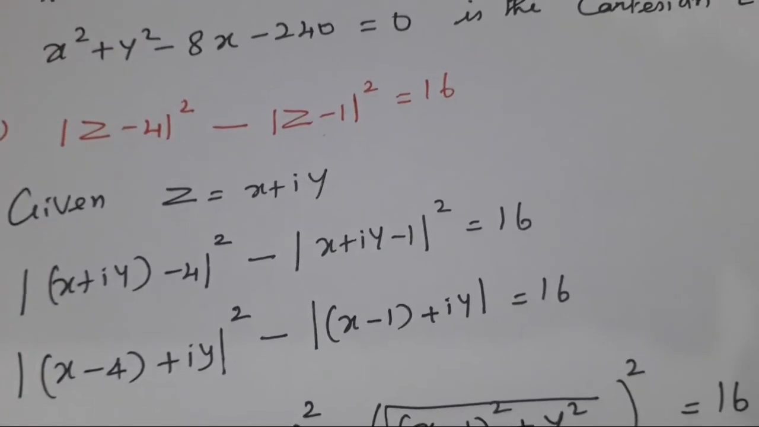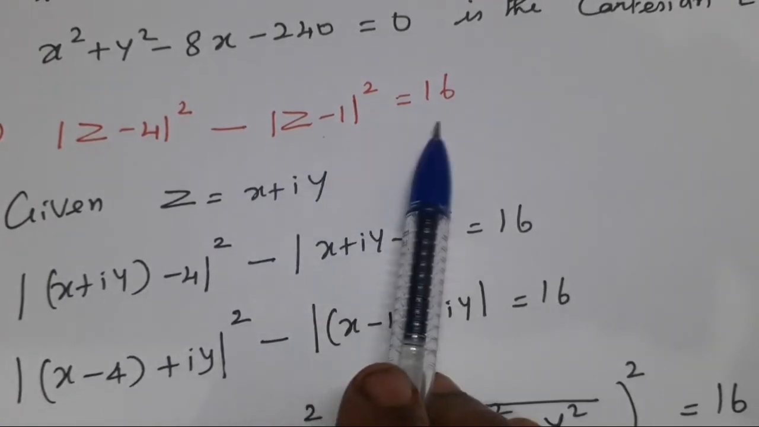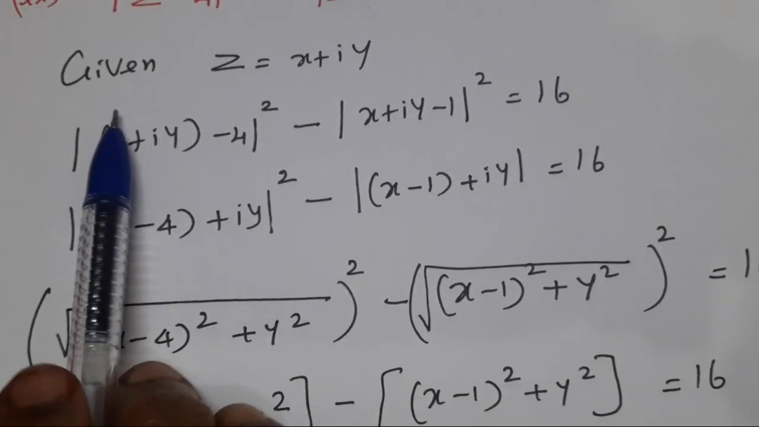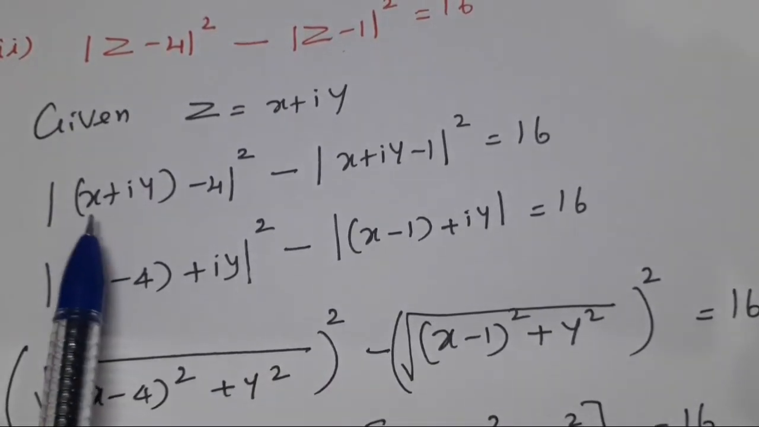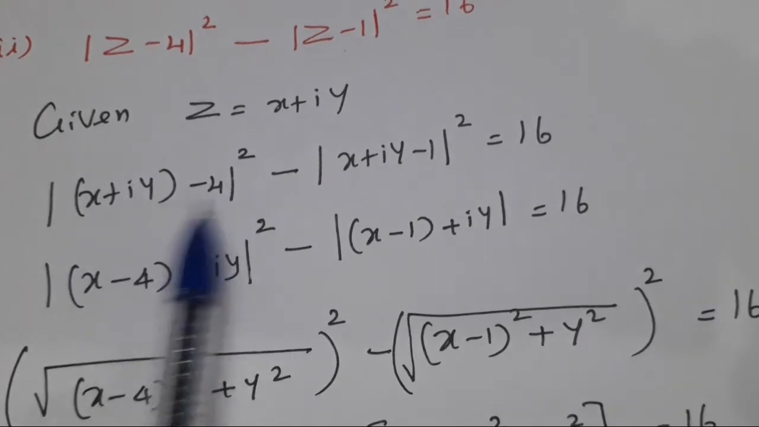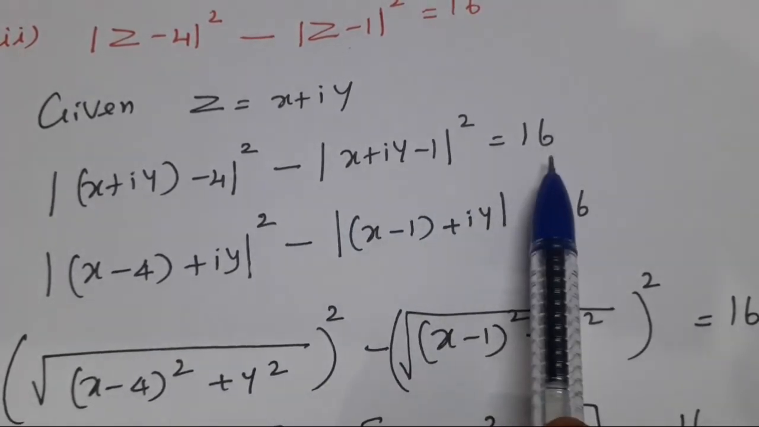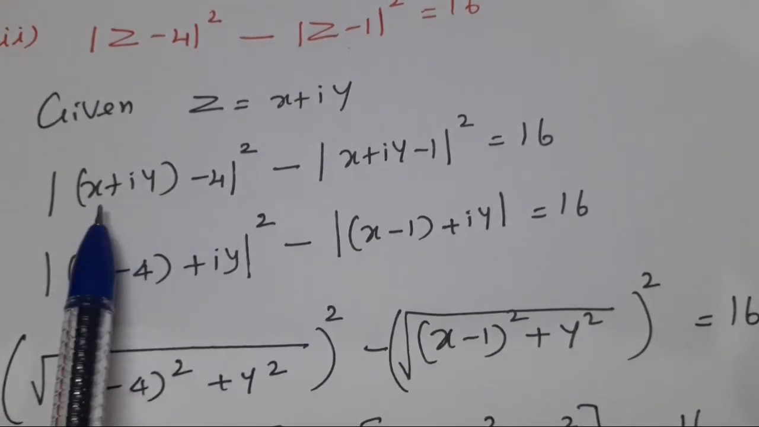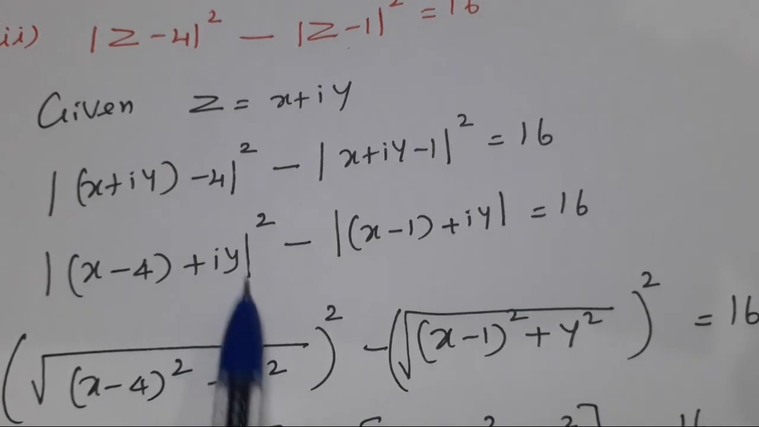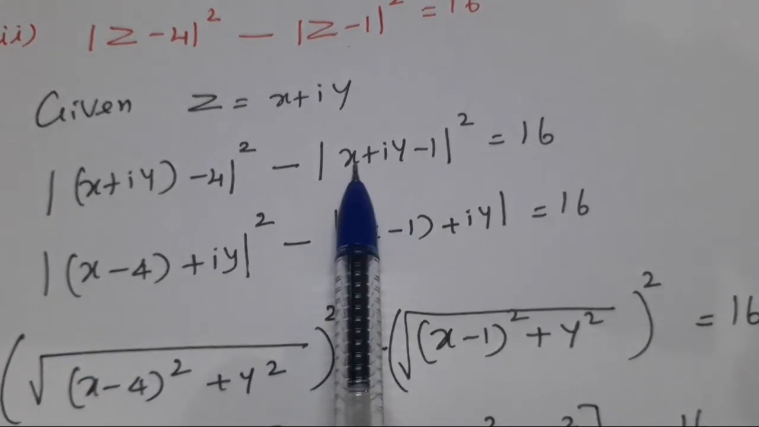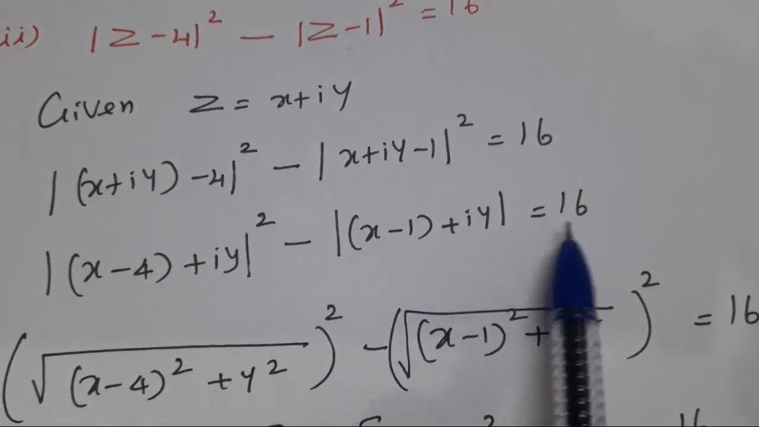See the second subdivision. What is the question? Modulus of z minus 4 the whole square minus modulus of z minus 1 the whole square equal to 16. The same procedure only. What is given? Z equal to x plus iy. Instead of z, in the question itself substitute. Modulus of x plus iy minus 4 the whole square minus modulus of x plus iy minus 1 the whole square equal to 16. So arrange the real part as well as imaginary part: modulus of x minus 4 plus iy the whole square minus modulus of x minus 1 plus iy equal to 16.